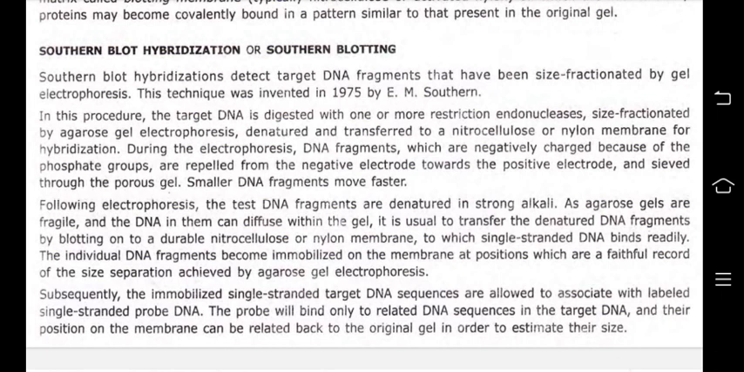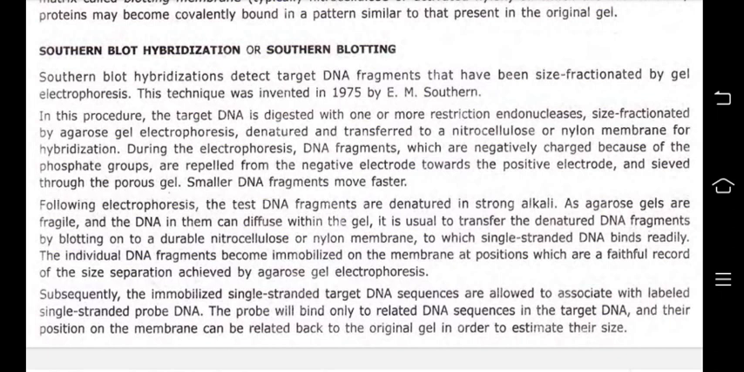Following electrophoresis, the test DNA fragments are denatured in strong alkali. As agarose gels are fragile and the DNA in them can diffuse within the gel, it is usual to transfer the denatured DNA fragments by blotting onto durable nitrocellulose or nylon membrane, to which single stranded DNA binds rapidly. The individual DNA fragments become immobilized on the membrane at positions which are a faithful record of the size separation achieved by agarose gel electrophoresis.